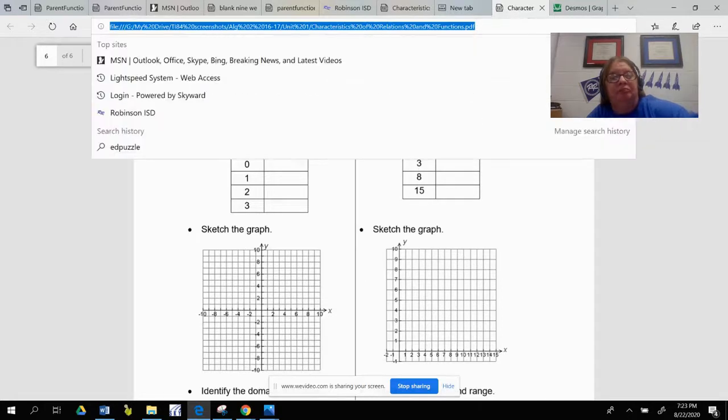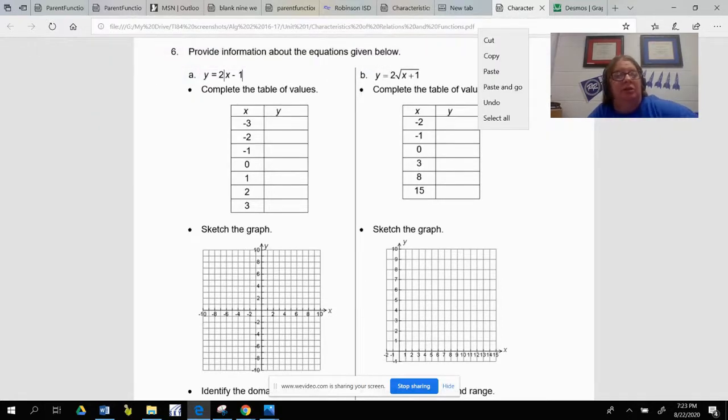So this first one says 2 times the absolute value of x minus 1. You see that? It says complete the table of values. Now, you could take this negative 3, plug it in for x. Negative 3 minus 1 is negative 4. Absolute value of negative 4 is 4. 4 times 2 is 8. You can put an 8 there.